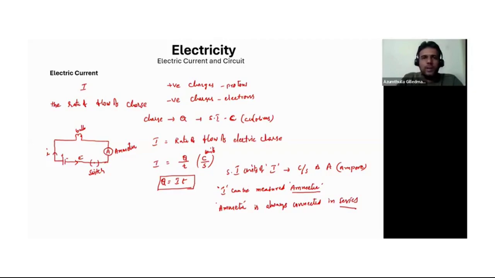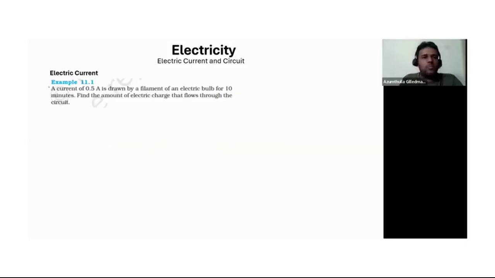Hope you guys understood. Now let's look at a problem here, like how to calculate the amount of current flowing in a circuit. Let's say this is an example from your textbook. A current of 0.5 amps, capital A means amps or ampere, is drawn by a filament of an electric bulb for 10 minutes. So here, what is given? So current is given. I is 0.5 amps. And also time T is given. That is how much? 10 minutes.